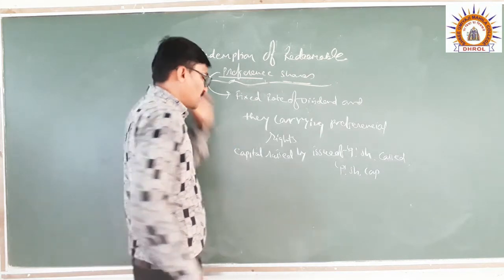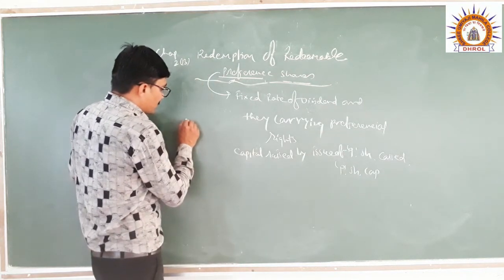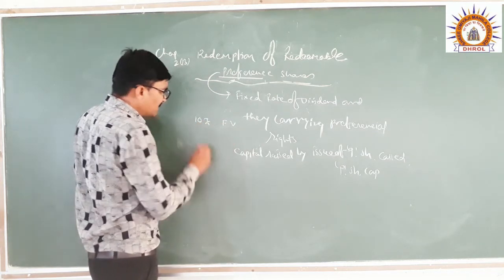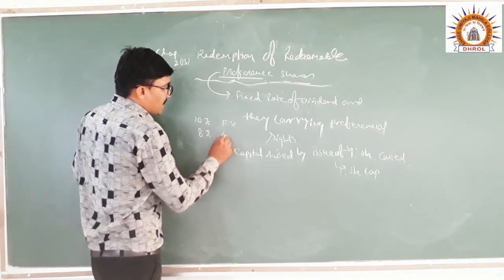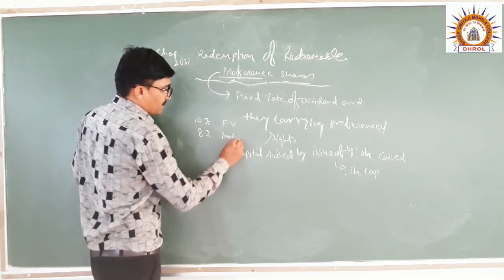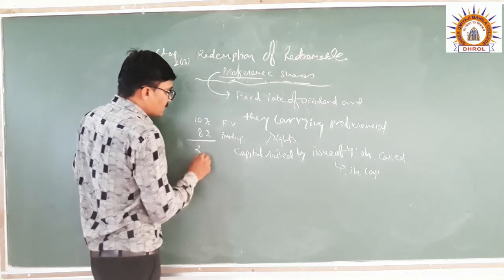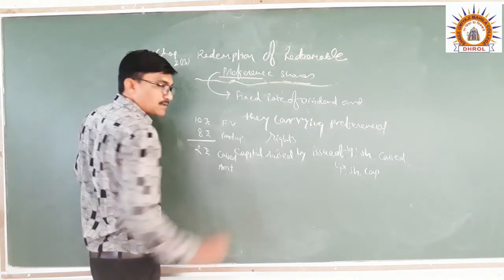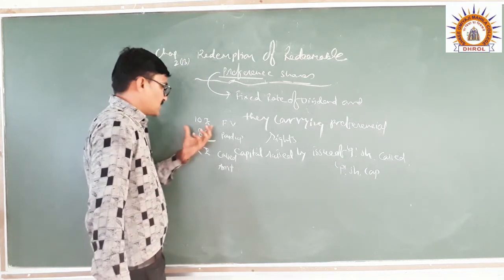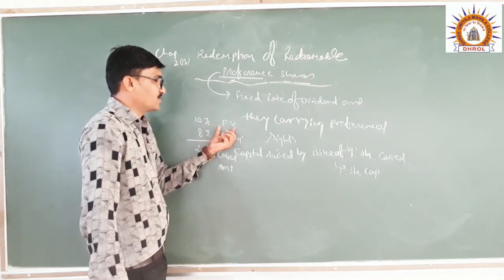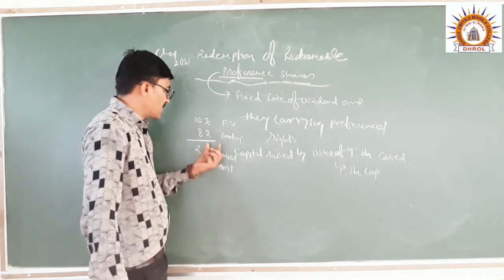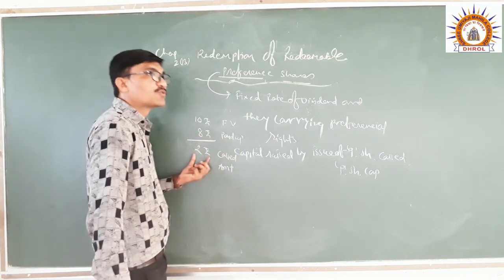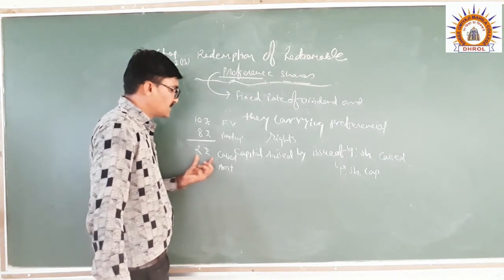For example, a company having face value rupees 10, and rupees 8 is the paid up value, that I told you in the first lecture. Then the remaining rupees 2 is called the call amount. Repeat, if the company has a face value of rupees 10 each, then the paid up value is rupees 8, and this difference of 2 rupees is the call amount.